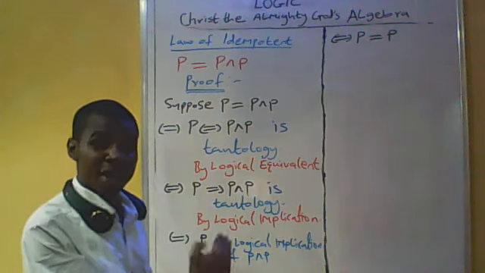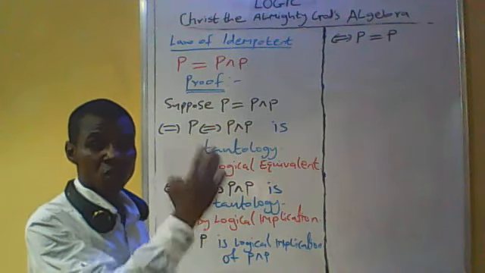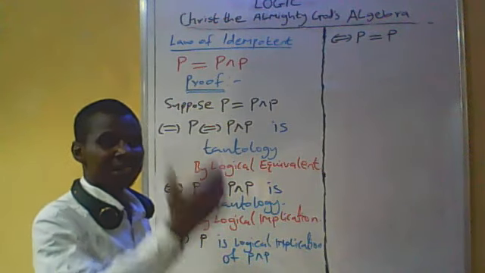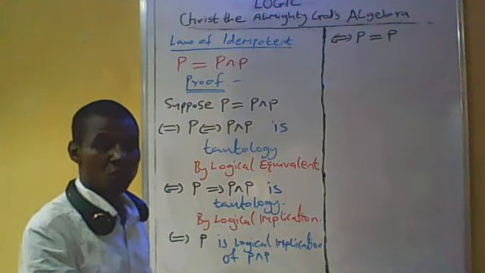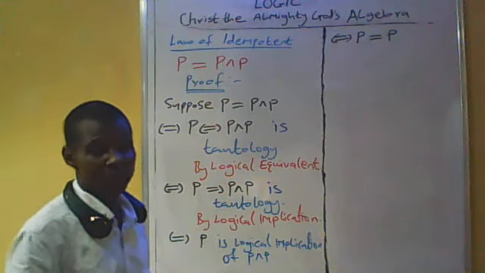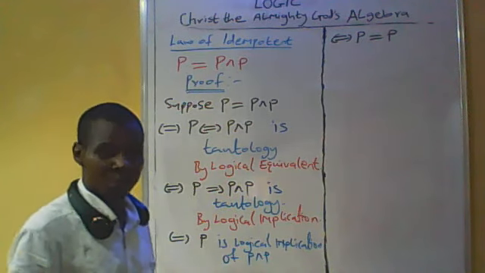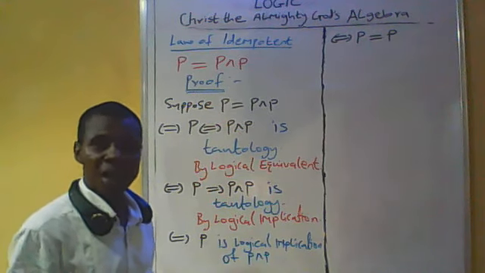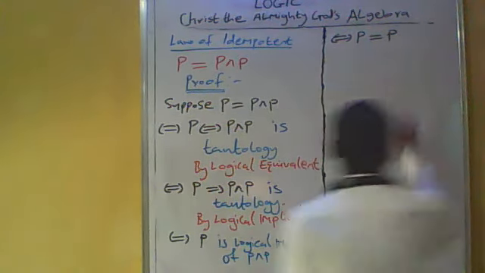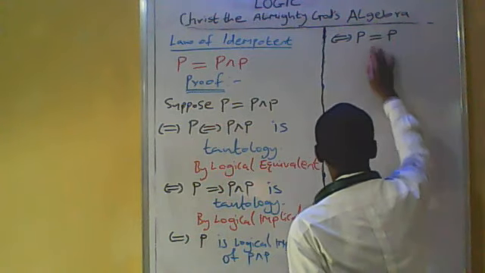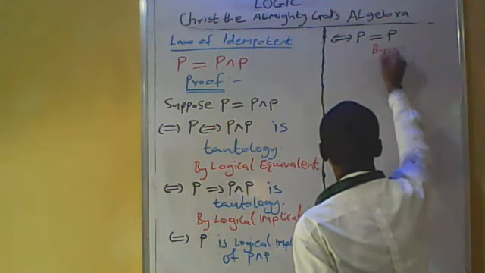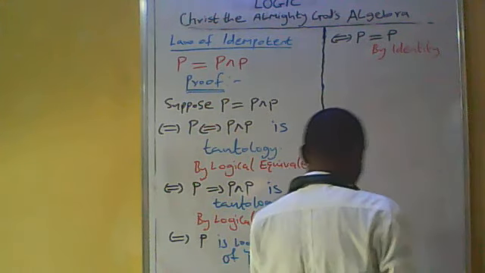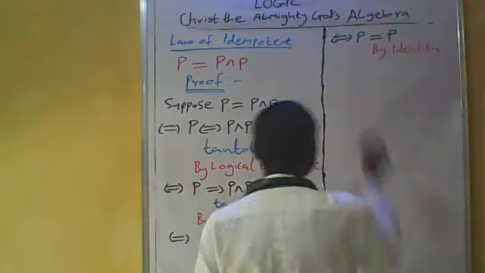In the sense that whenever the left side of P is true, the right side of P must also be true. In the same vein, whenever the right side of P is false, the left side of P must also be false. So in the equation, we say that it's logically equivalent and it is true that P is equal to P, being justified by identity.